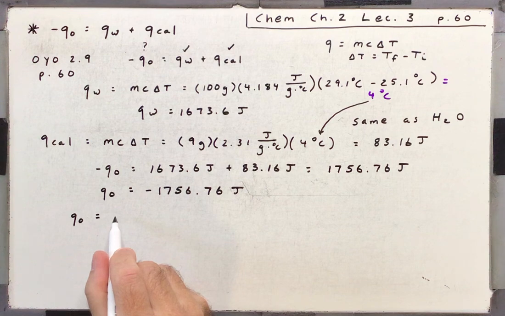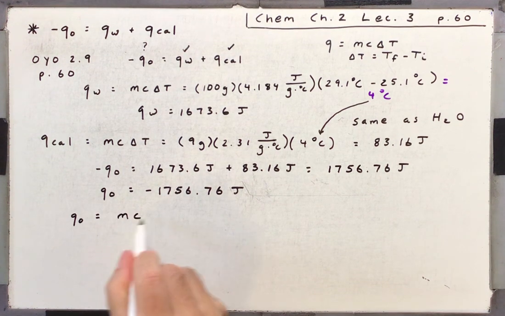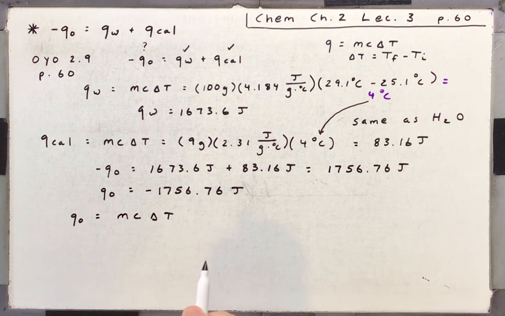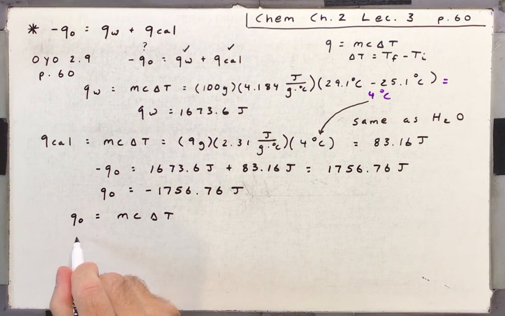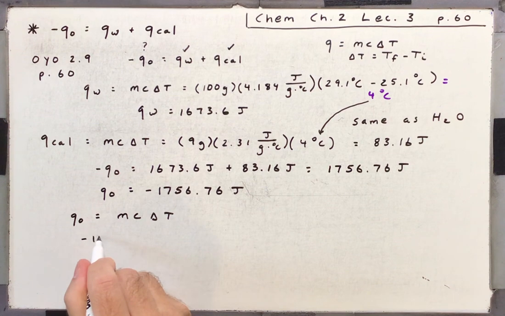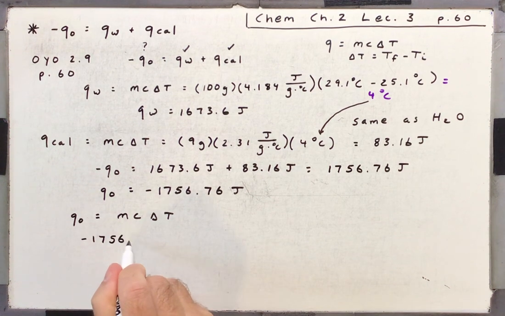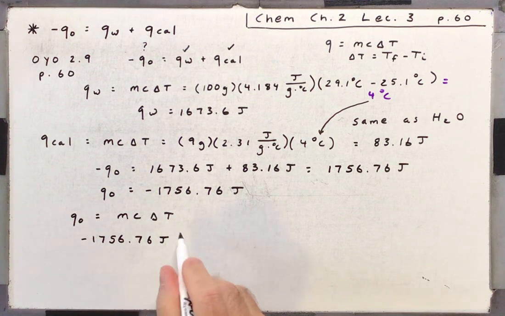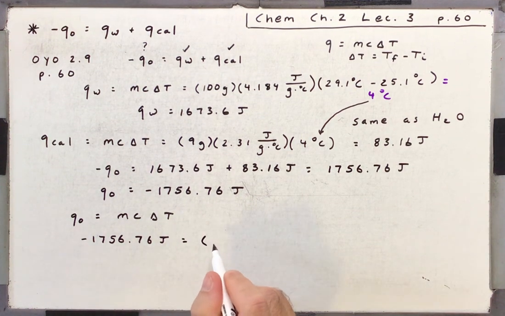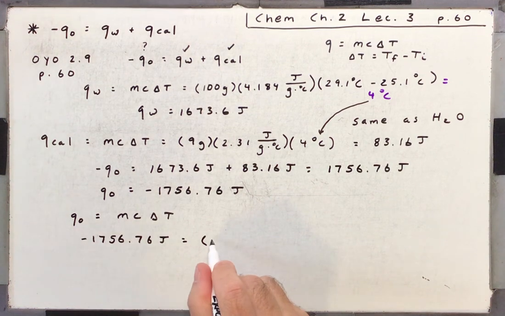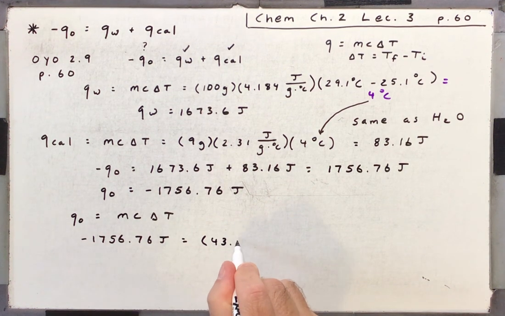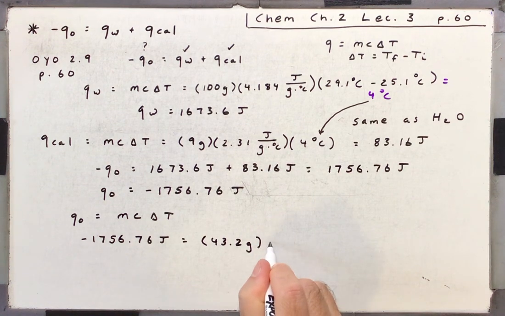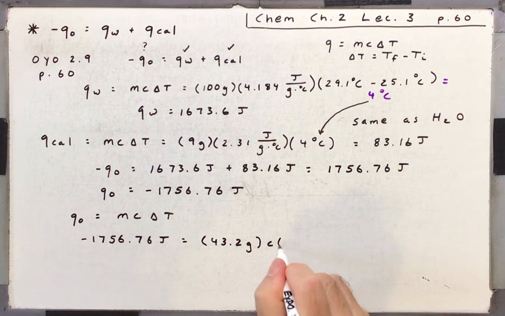All right, so now we can say the Q of the object is equal to mc delta T. So we have negative 1756.76 joules, that's the Q of the object, is equal to the mass of the object, and that is 43.2 grams. The specific heat we don't know. That's what we're going to solve for.